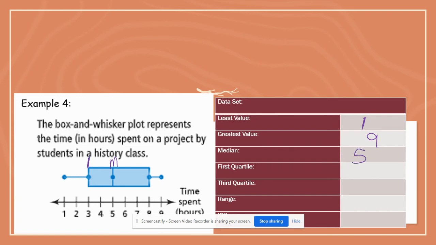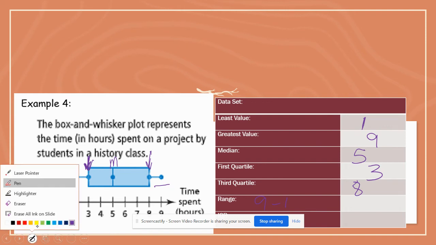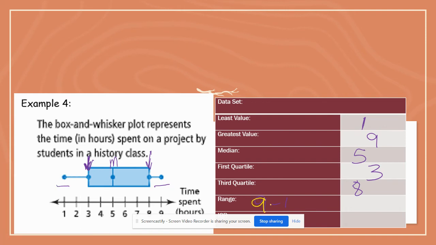Our first quartile, the start of our box, is right here at 3. Our third quartile, or the end of that box, is at 8. The range from start to finish is from 9 to 1. Oops, let me change that color so we can see it. 9 minus 1 is going to be 8.